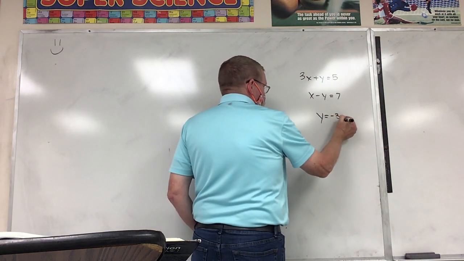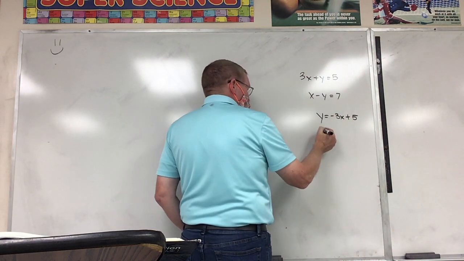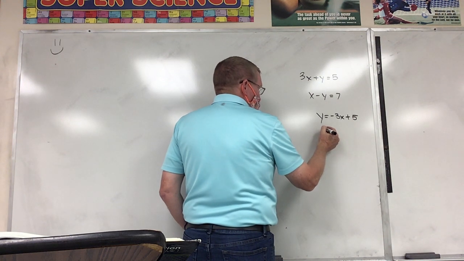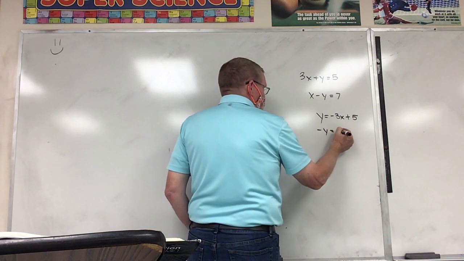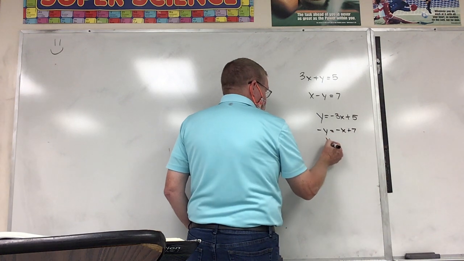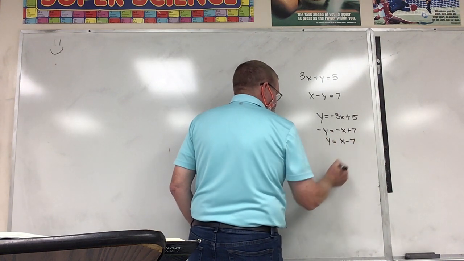y equals -3x plus 5, and we get -y equals -x plus 7. Get rid of the negative: y equals x minus 7.